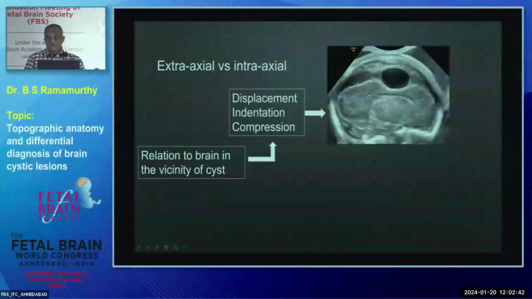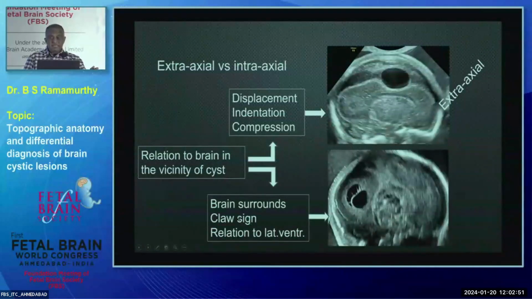You see the cyst outside, and you see the indentation which is happening here: an extraaxial, supratentorial cyst, needless to say. On the other hand, if the brain surrounds the cyst, and if you have a claw sign, the brain tissue is actually embracing the cyst, hugging the cyst on either side. Look at its relation to the lateral ventricle. A cyst which is in contact with the lateral ventricular wall has to be intraparenchymal, isn't it? Intraaxial.